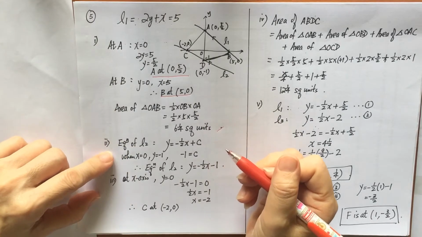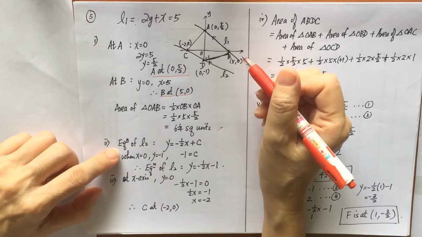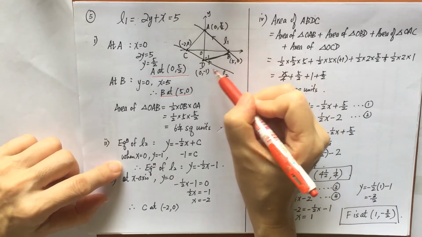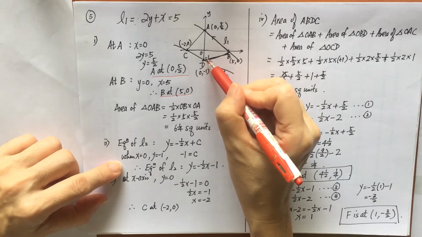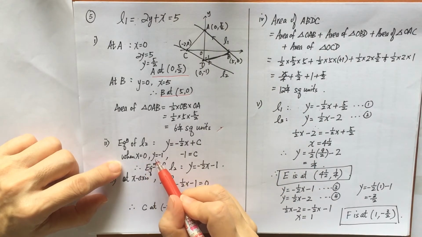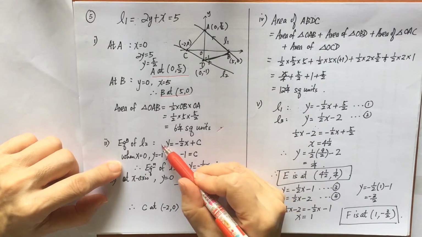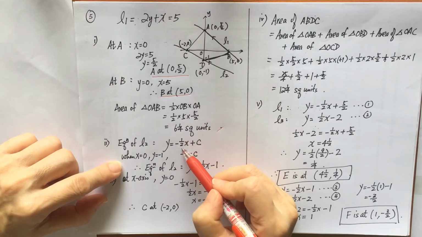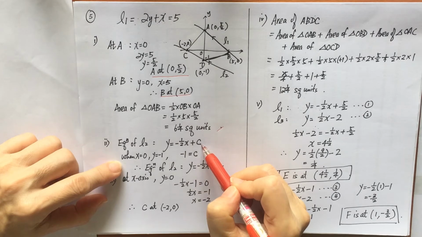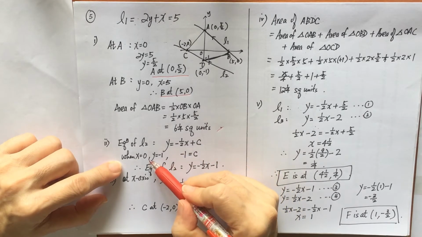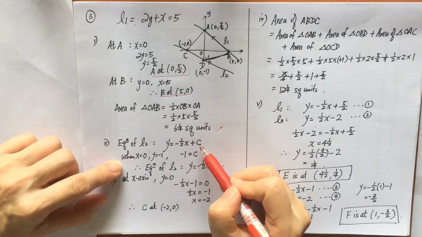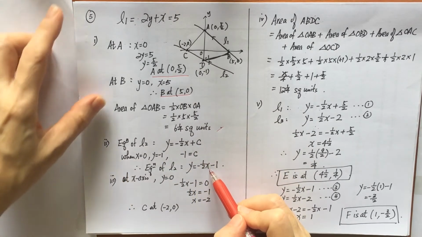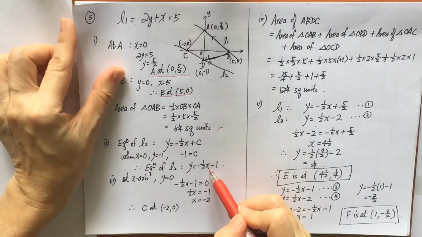Second part, to find the equation of L2. You are told that L2 is parallel to L1, and it passes through the point (0, -1). So how do we form the equation of L2? They are parallel, so the gradients are the same. And then C is unknown, so we're going to look for C. When you substitute x equals 0, y will be equal to -1, so C is equal to -1. So therefore the equation of L2 can also be found.